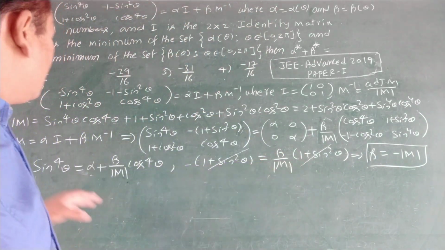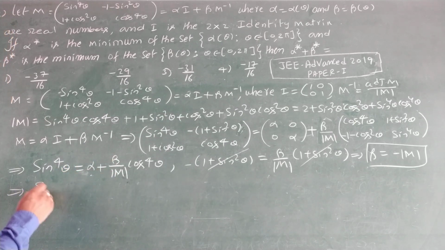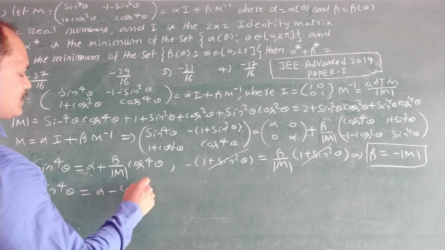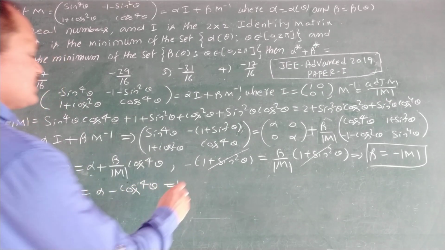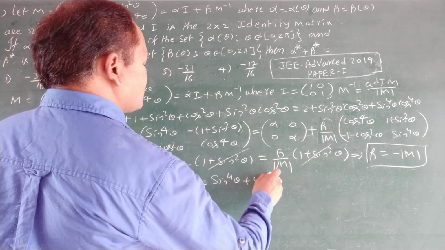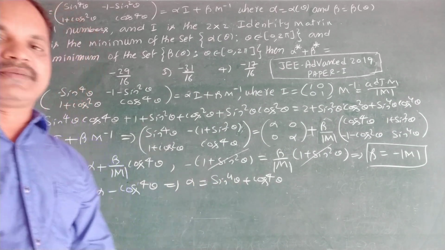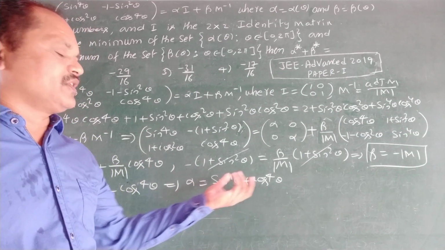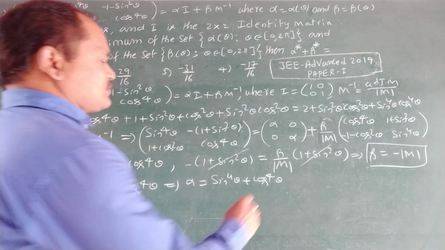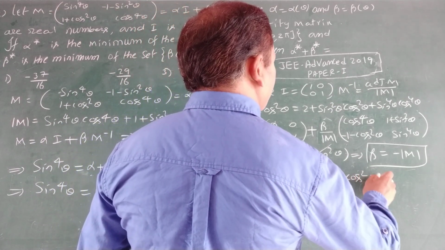That's all. Now from this, in place of β put minus det M, so sin^4 θ is equal to α minus cos^4 θ. Now from this, α is equal to sin^4 θ plus cos^4 θ. Are you clear? α is equal to sin^4 θ plus cos^4 θ. So sin^4 θ plus cos^4 θ is nothing but 1 minus sin² θ cos² θ.